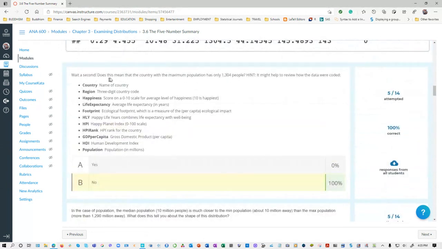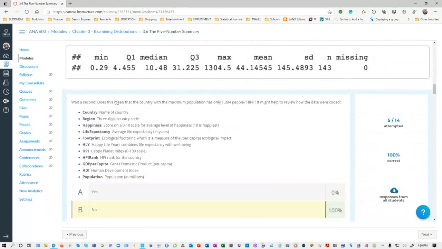Wait a second. Does this mean the country with the maximum population has only 1,304 people? It might help you to review how the data were coded. No, it doesn't mean that.